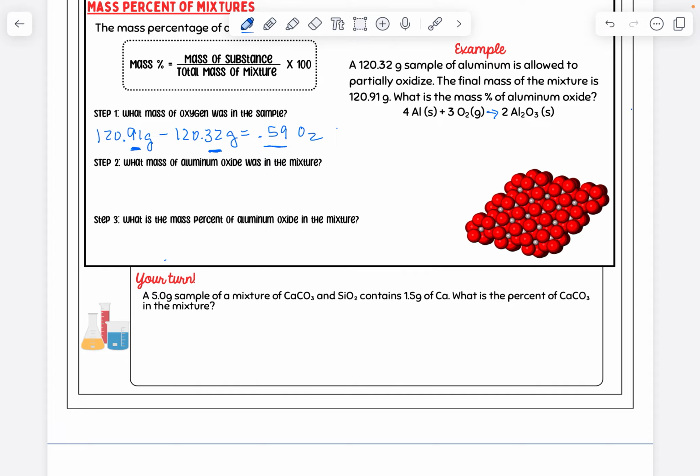And then it says what mass of aluminum oxide was in the mixture. So we know the oxygen. So if we know the grams of oxygen, we can find the grams of aluminum oxide. And we do that through what's called stoichiometry. And the challenge a little bit is if you haven't had chemistry before, and this is your first class of chemistry, AP Chem assumes that you've had chemistry. And we have to use stoichiometry.